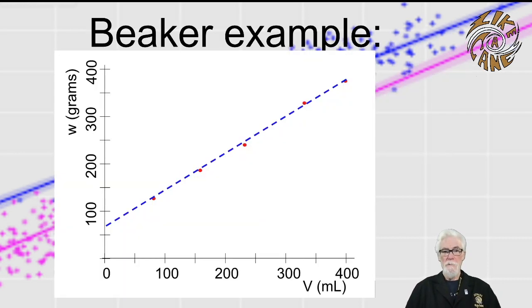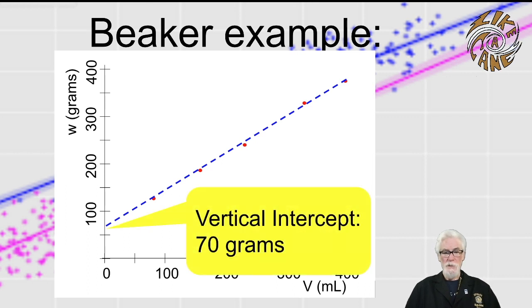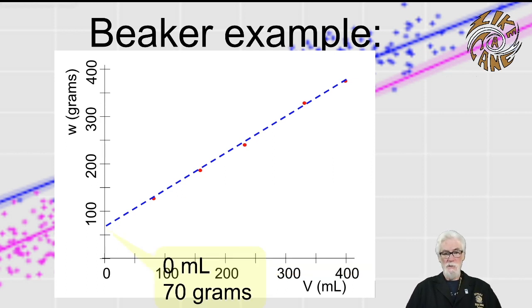So going back to our beaker example, our vertical intercept is, it looks like, 70 grams. We can read this right off of the graph. It's somewhere between 50 and 100, and it looks like it's about 2/5 of the way, so I say 70 grams. Next, we want to find the slope.